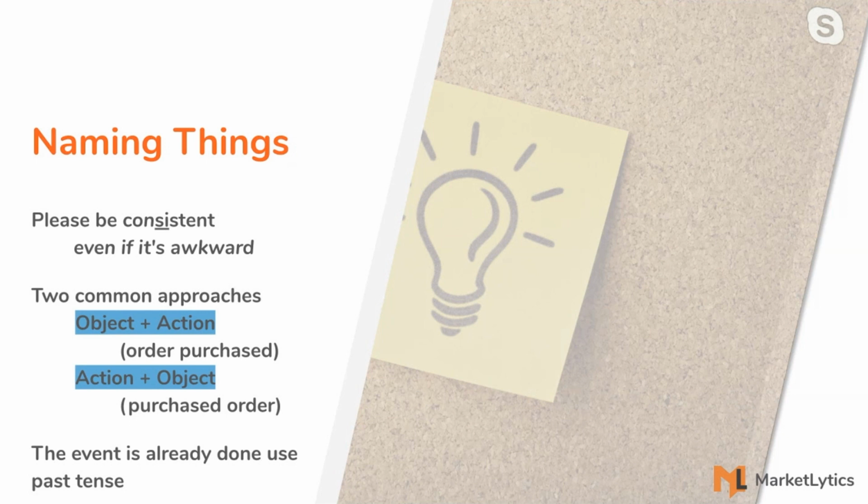These are the two patterns that I like, right? The object plus action and action plus object. So you have order purchased versus purchased order. I personally prefer the object plus action model, and one of the reasons is that if you have any drop downs, in most cases things are organized in alphabetical order, right? So if I had order purchased, order viewed, order started, order added to cart, all of these would be grouped together.